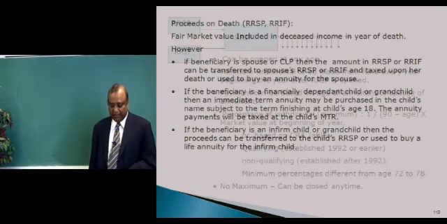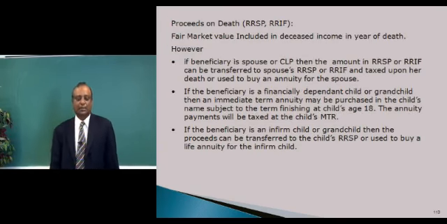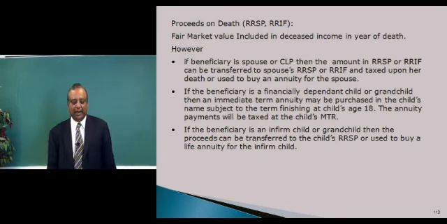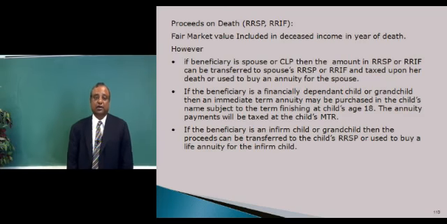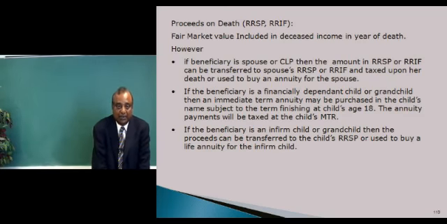Now, when a person dies, as we saw, the balance in the RRSP or RIF is included in the person's income and taxed. We also saw that if the beneficiary is the spouse, he or she can roll it over to his or her RRSP or RIF, and it will be taxed on his or her death or on withdrawal.